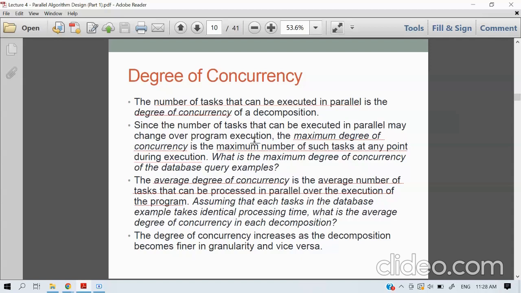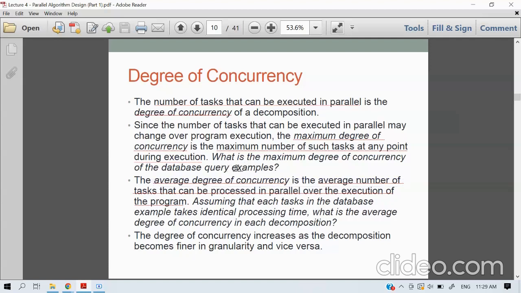The number of tasks, the maximum degree of concurrency. So the maximum degree of concurrency between the tasks that we have decomposed is the maximum number of such tasks at any point during the execution. Let's say we have 5 levels of concurrency that execute the parallel tasks. Between the 5 levels, we need to identify which level has the maximum number of tasks. This is also known as the maximum degree of concurrency.